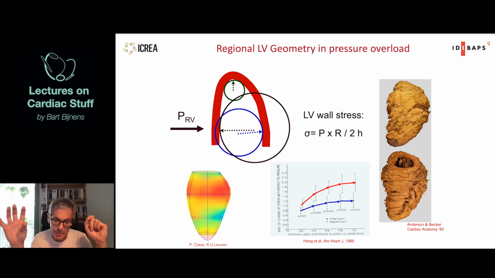Now, if something is happening in the periphery, if we have any change in the loading of the periphery, which has nothing to do with the tissue itself, then of course we have to see how the wall stresses are changing because of this.